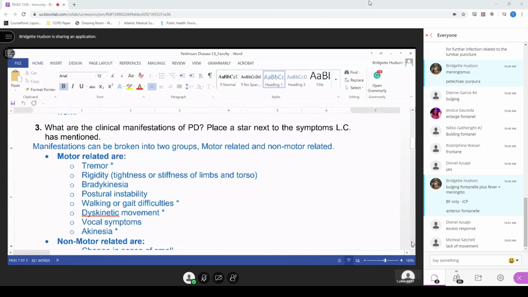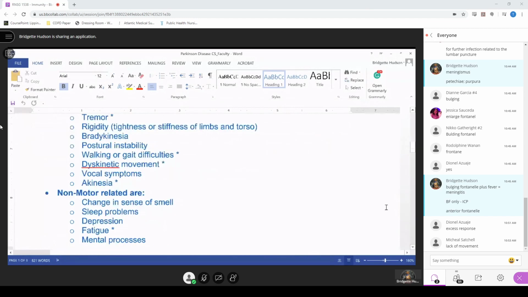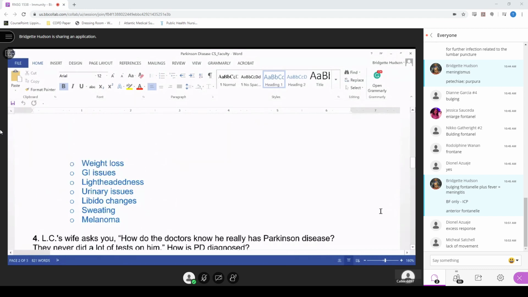From a non-motor standpoint, usually they have that loss of sense of smell and sleeping issues, fatigue, constipation, and depression. That would also be something we need to monitor the patients for, because this is a life-altering condition. So moving on to the next one. Additional findings: weight loss, lightheadedness, urinary problems, sweating, melanomas. There's a laundry list. But our key findings will be tremors that happen at rest, and those tremors could be in the limbs, the arms and the legs, the jaw, the tongue, which is the reason why they have that mask-like face, and it also sets up for the drooling.